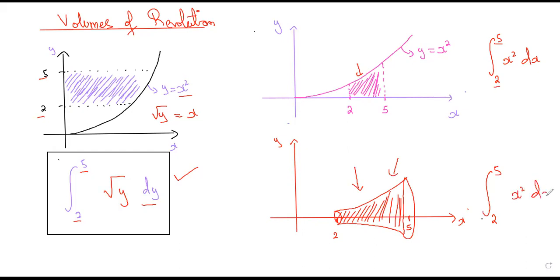I need to add two more things. I'll do that with a different color. I need to add pi, and I need to square this equation. And that is it. This is your new integral. You need to integrate it, and once you integrate it, whatever you are getting, that would be the volume of revolution. Did you understand this?